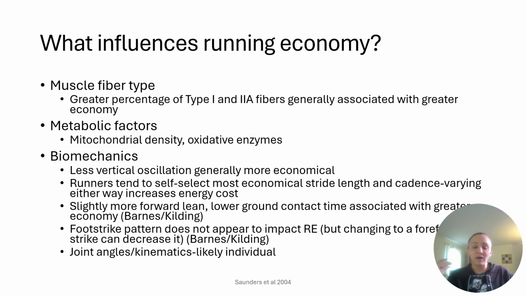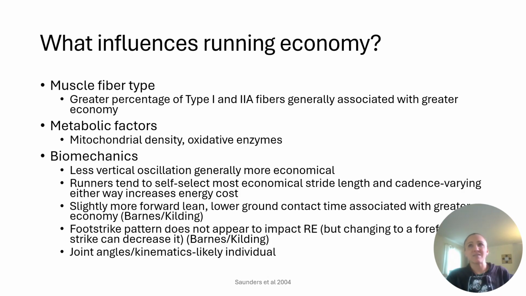If we look at what influences running economy, muscle fiber type does. Athletes who have a greater percentage of the more slow twitch or oxidative type 2A fibers generally tend to have better run economy. They're more fatigue resistant and more efficient. Then metabolic factors: having higher mitochondrial density and higher oxidative enzymes, things that make us more efficient at using oxygen, tend to lead to better run economy.